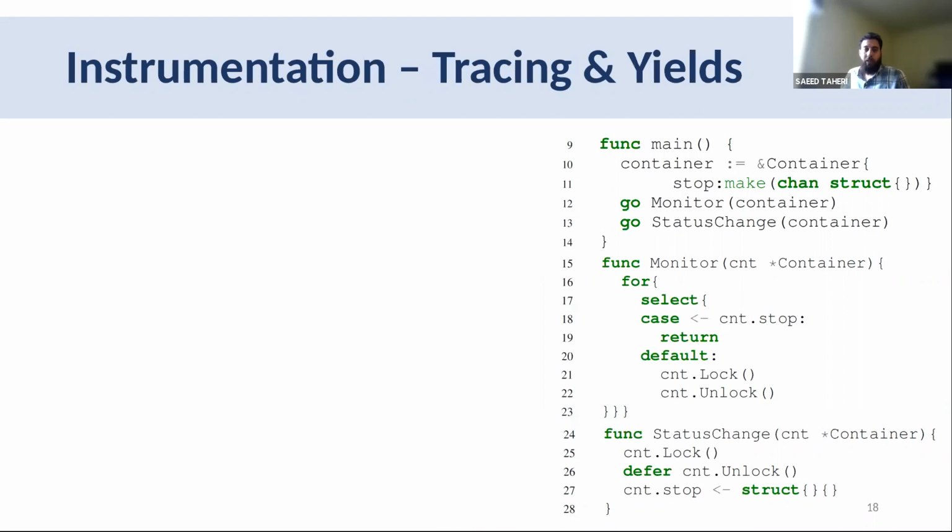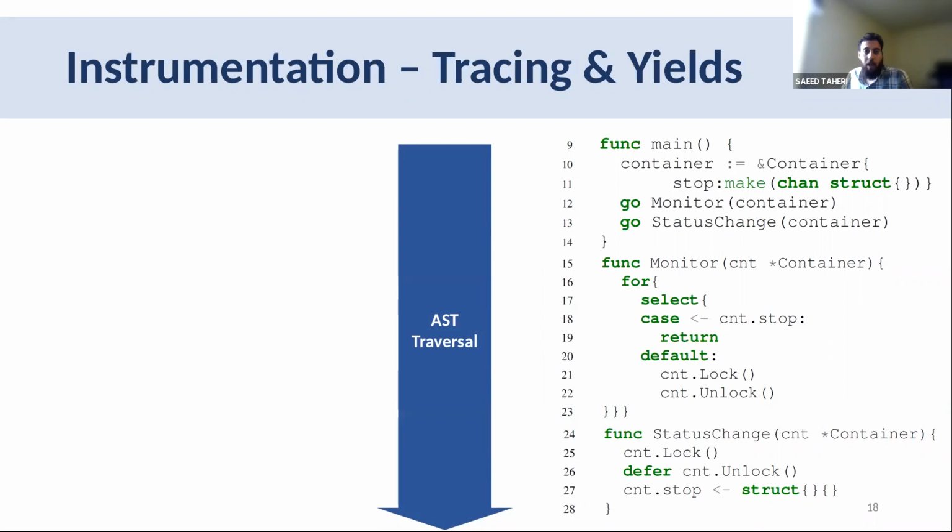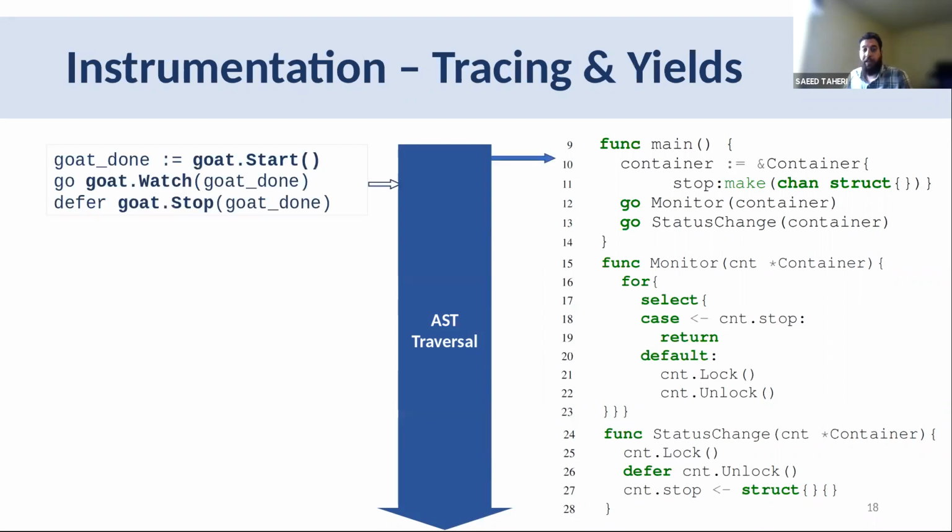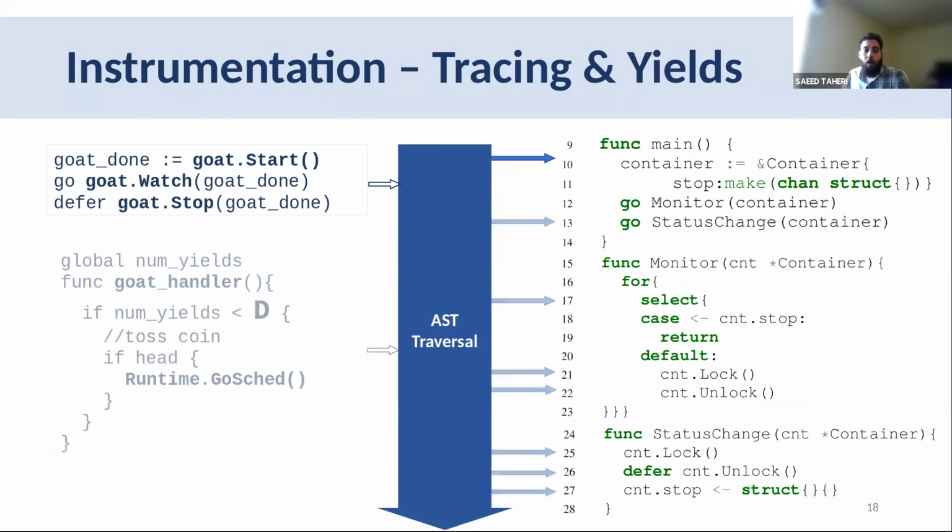Now we want to instrument the source and equip it with a tracing mechanism and inject yields before concurrency usage. Through another AST traversal, first we inject handlers at the beginning of the main function to enable tracing from beginning until the end, and watch for execution liveness in case of a global deadlock. Also, we inject yield handlers before each concurrency usage to invoke the function runtime.gosketch randomly within a bound D.